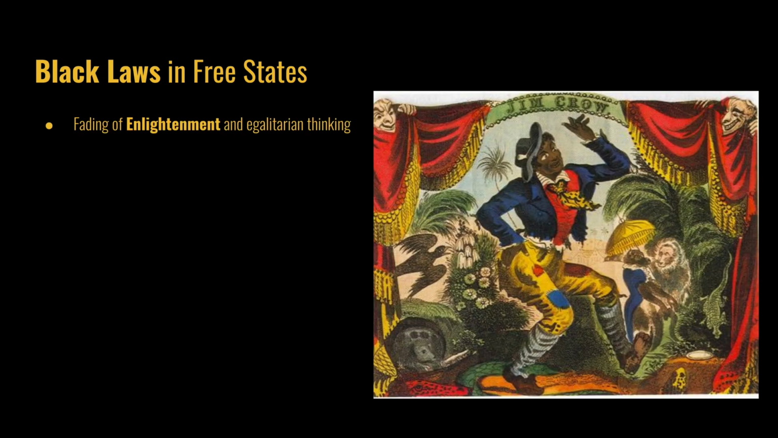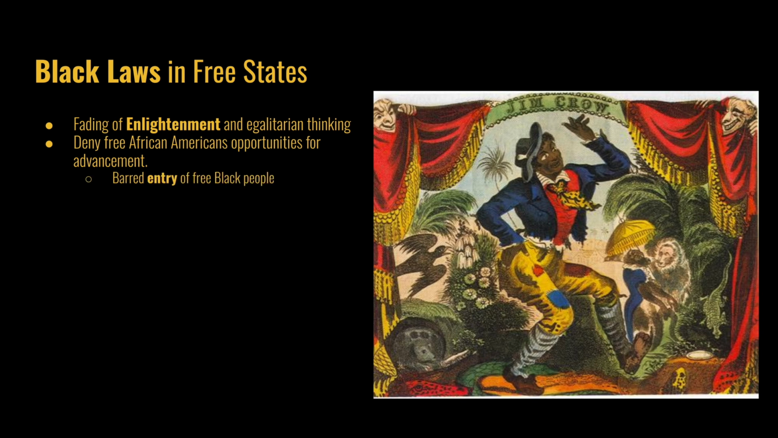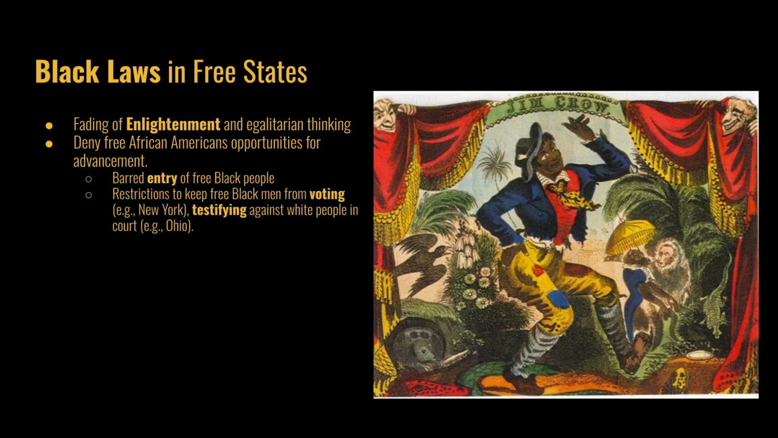In the early Republic, or the period in the early 1800s, Enlightenment thought and egalitarian values started to fade. Northern states that had done away with slavery began to deny free African Americans opportunities for advancement. Some states entirely barred the entry of free blacks into their territory, such as most of the Northwest Territory organized under the Northwest Ordinance. They instituted restrictions to keep free black men from voting or testifying against white people in court. Some free black men had the right to vote in states like Pennsylvania and Massachusetts, but this right was slowly taken away in the 1820s.